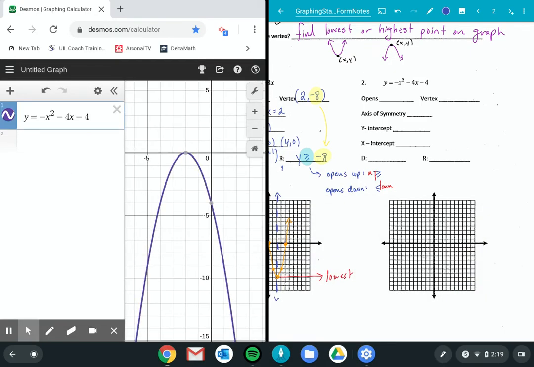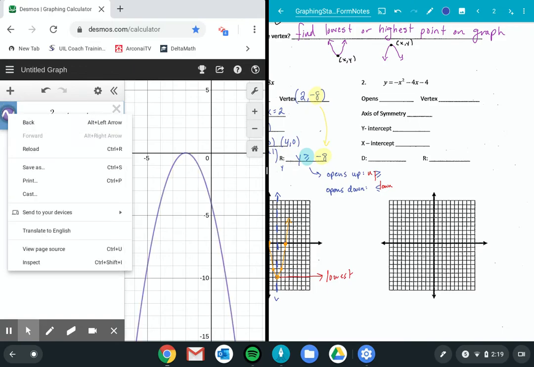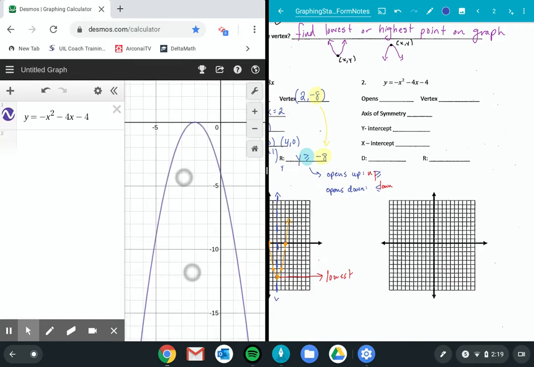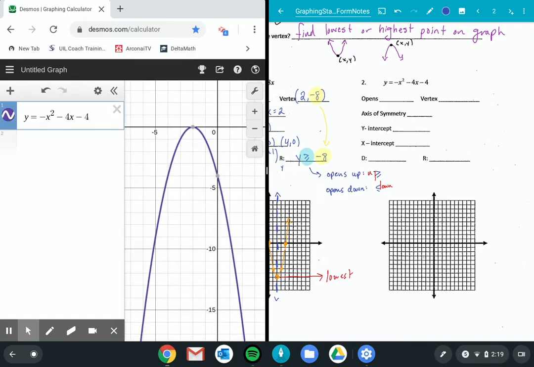Color really doesn't matter. Like I said in Desmos, if you want to change the color, you can go ahead and do that. Whatever you guys want to do. So here, bring it into focus. So this guy, just by reading it, it opens down. My vertex is at negative 2, 0. So I'm going to draw that point.